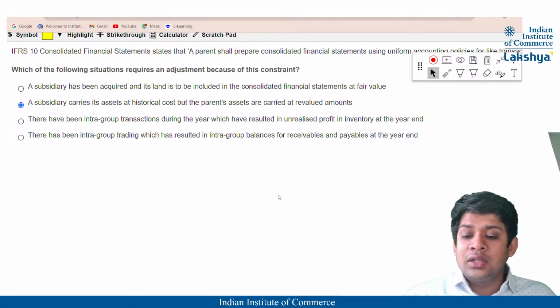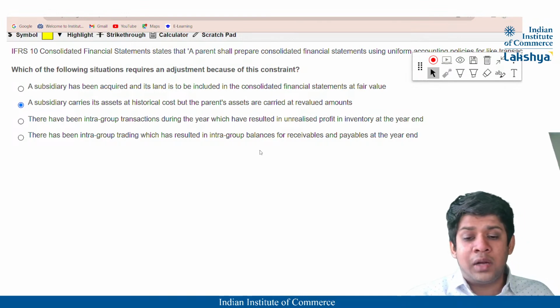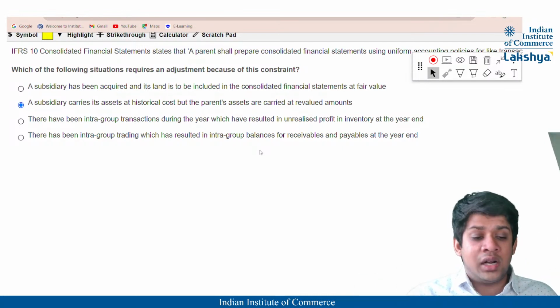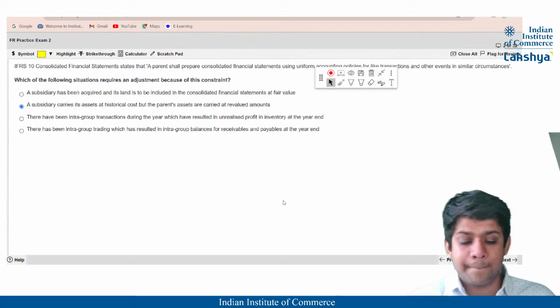Then there has been intra-group trading which has resulted in intra-group balances for receivables and payables at the year end. That is also intra-group trading because of which there is a receivable for one entity whereas a payable for another. When they trade on a credit basis, they have their current accounts, correct? So those are going to be cancelled and that is an adjustment of consolidation. That is not an adjustment for the uniformity of accounting policies. So the only right adjustment is option B.